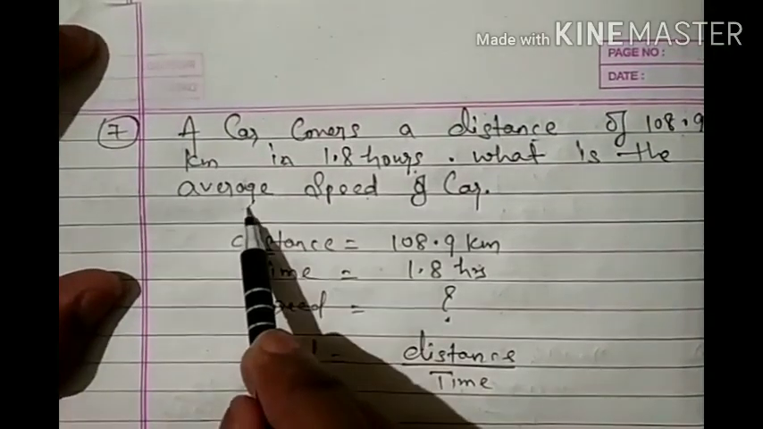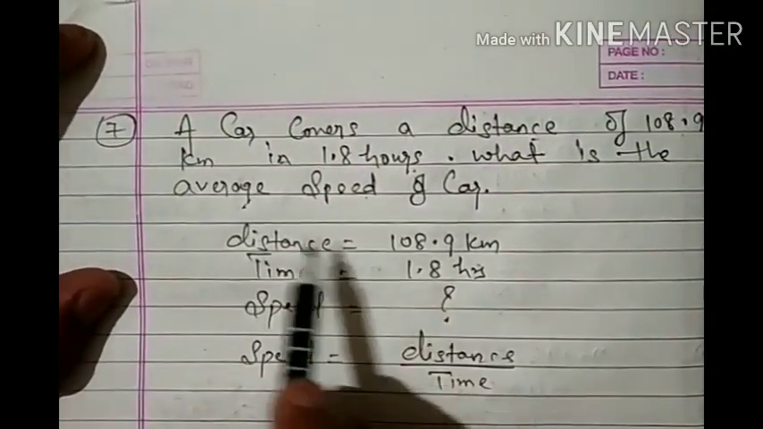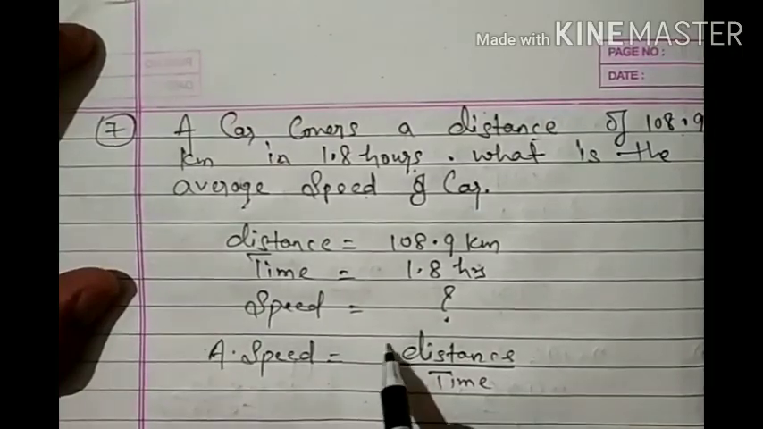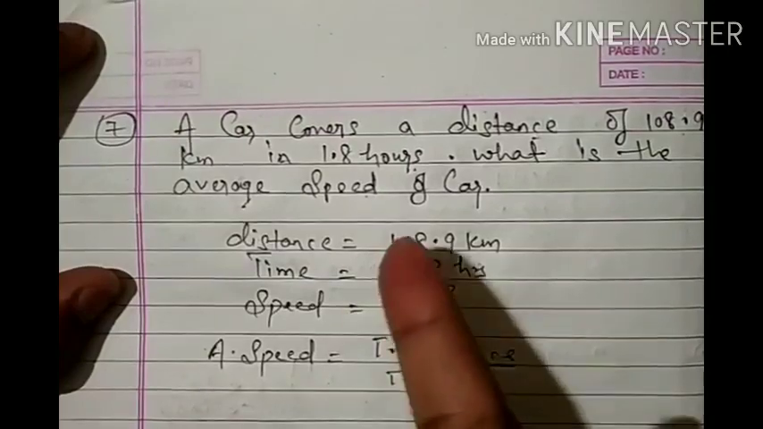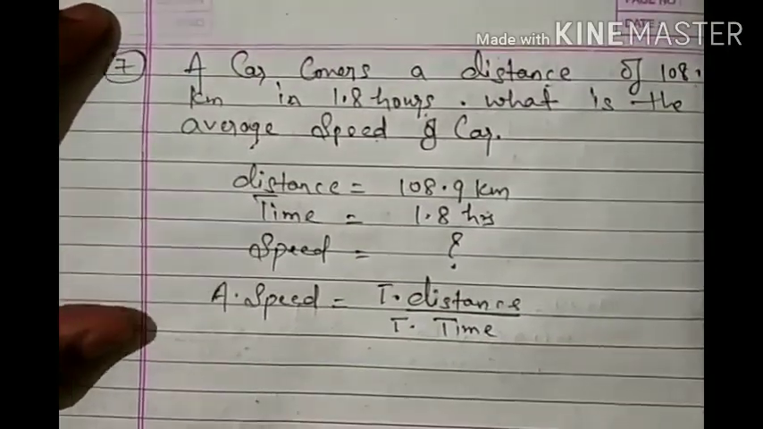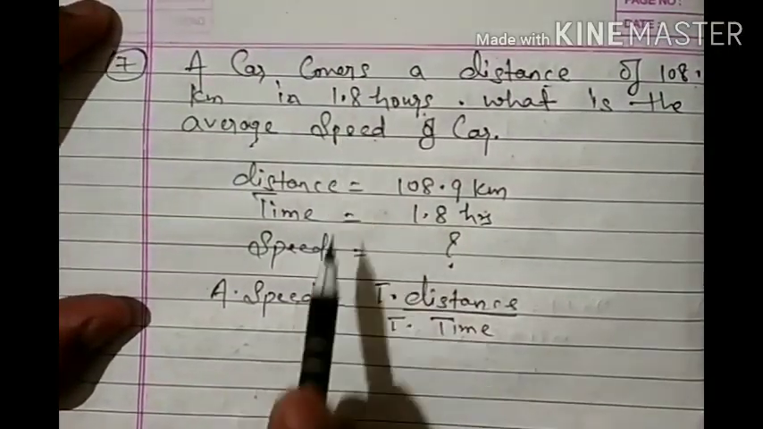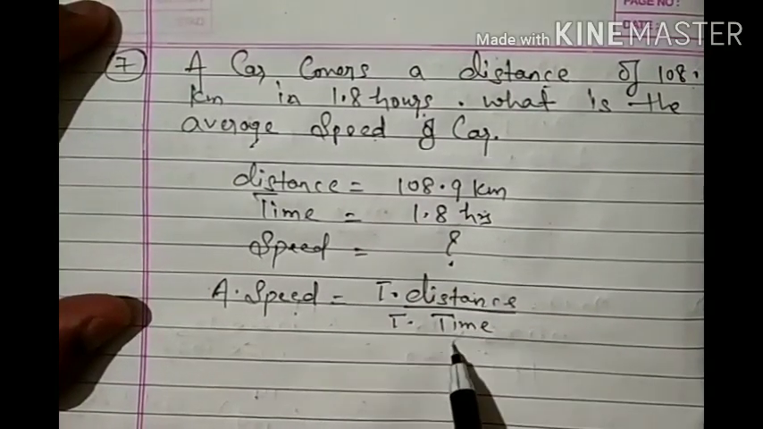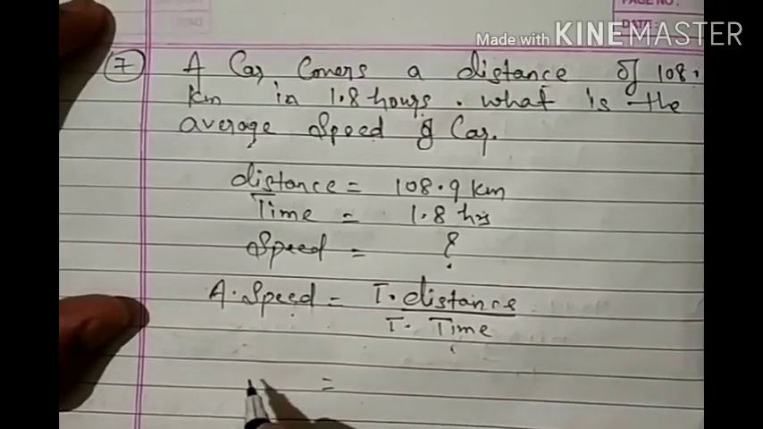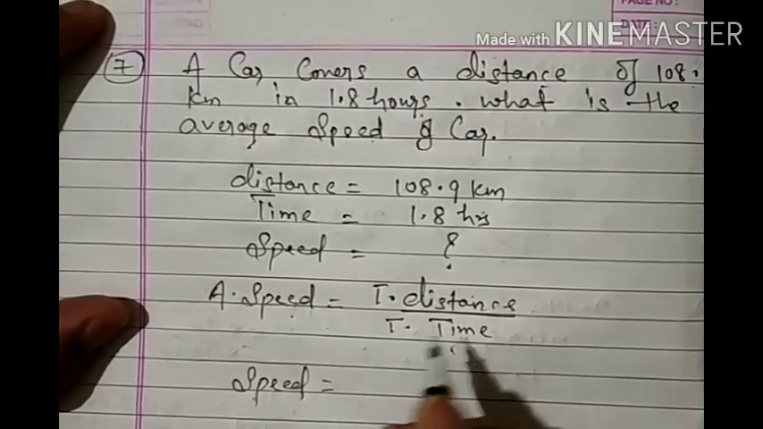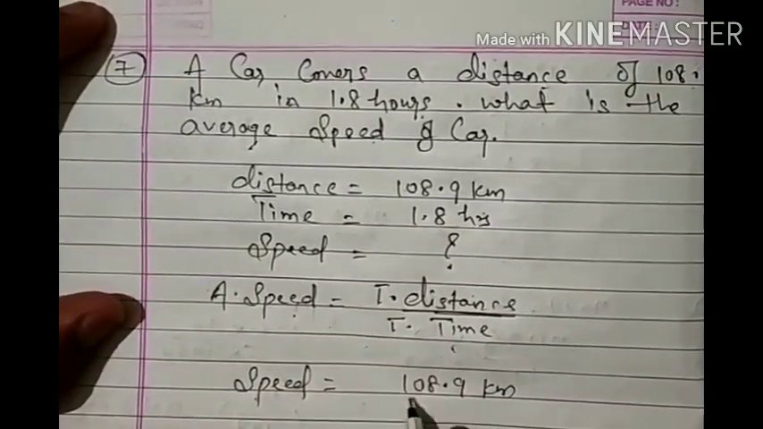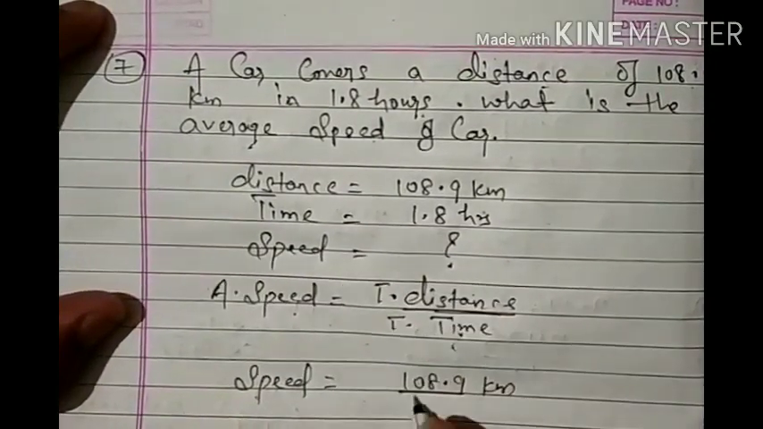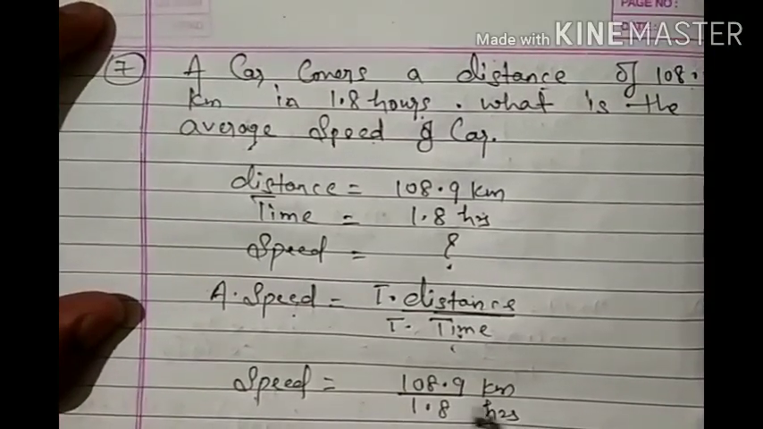But here we have to find average speed, which is the same as speed, because what is average speed? Average speed is equal to total distance covered by total time taken. But there is only one distance and only one time, so we will treat it as speed. Speed is equal to distance by time. Very simple way of solving this type of question. We have to calculate speed. Distance is 108.9 kilometer and time is 1.8 hours.